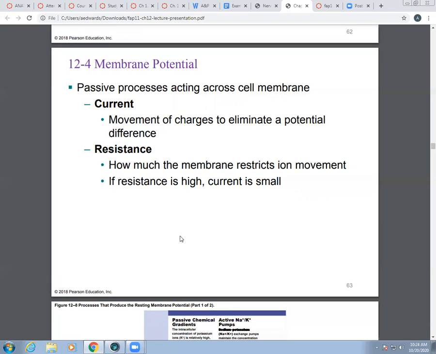Resistance has to do with the membrane restricting the movement of those ions. So if you have a lot of resistance, that means the flow of charge is small, or the current is small. If resistance is low, then the flow of charge is high, or the current is high.